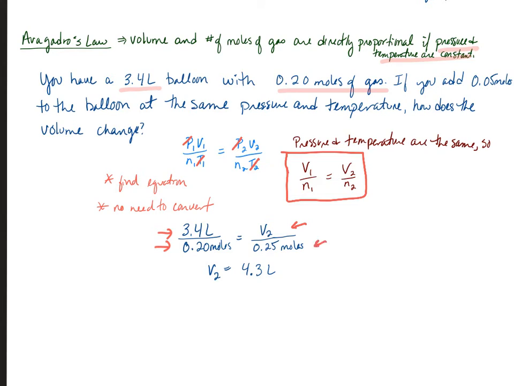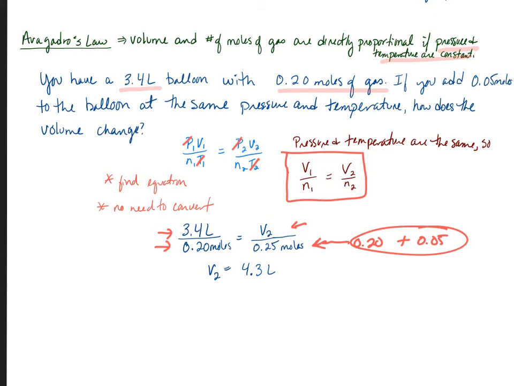Where did I get that value? Remember, we had our 0.20 moles and we added 0.05. So adding those two together is where that came from. And then you just solve for V2 and you find that you have 4.3 liters.